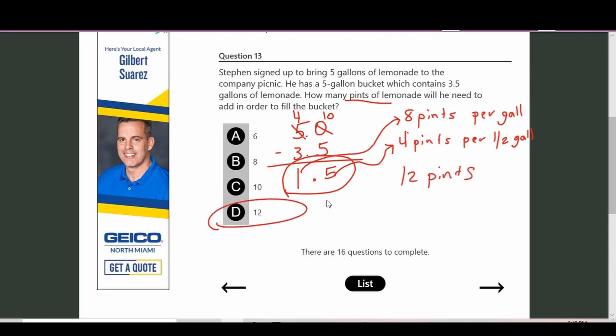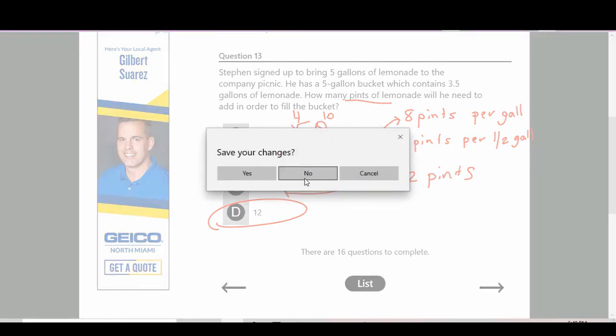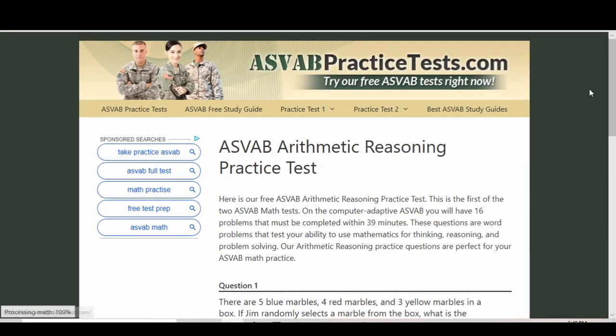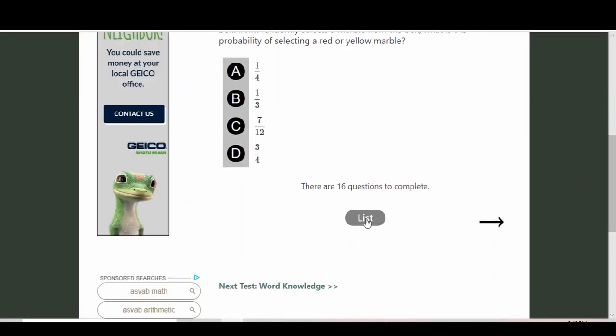Again, you do have to know some basic conversions between measurements. In this case, you had to know that there are 8 pints per gallon, which means there are 4 pints per half gallon. And you can simply do the math from there. But if you didn't know there were 8 pints per gallon, you wouldn't have been able to answer this one. So try to study some of the very basic measurements. They may show up from time to time.